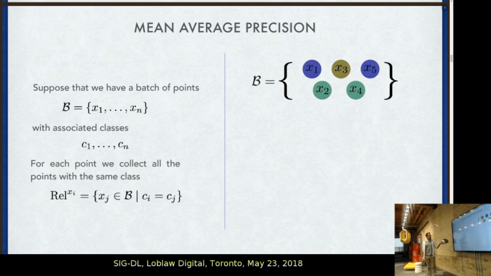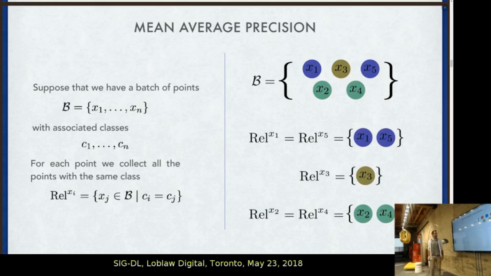And for each class, I want to create a set that is the relevant points to that input. And the relevant points are basically all the points that have the same class. It's nothing particularly difficult. So the relevant points to x1 are x1 and x5 because they are in the same class. The relevant points for x3 is just x3, nothing else was relevant. And the relevant points for x2 and x4 were x2 and x4. Okay, so far so good, right?